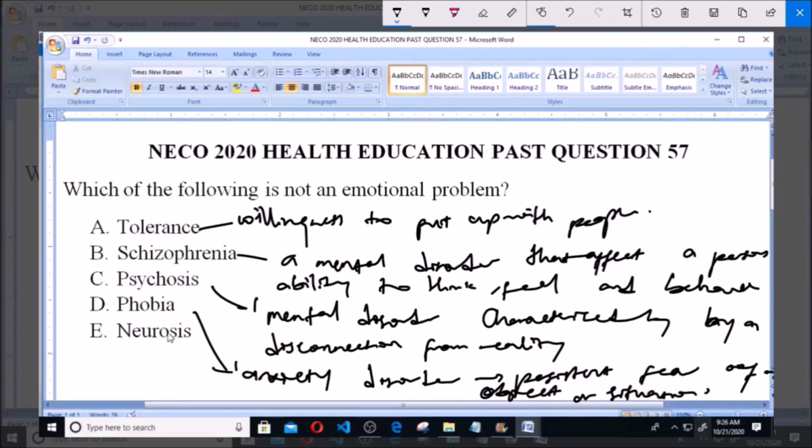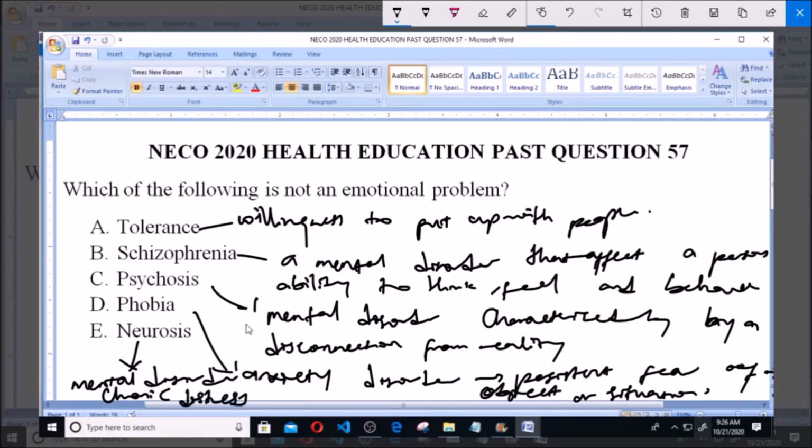Now, option E says neurosis. Neurosis is a class of functional mental disorder involving chronic distress. So it's also a class of functional mental disorder. So we can refer to it as also an emotional problem, because it's a mental disorder involving chronic distress. And like we know, when we hear of distress, we're referring to emotional problems. So therefore, neurosis is also an emotional problem.